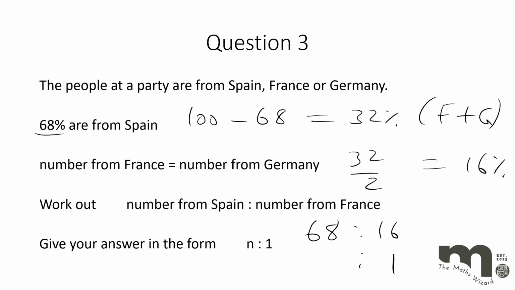Now we want the 1 on the right hand side there. So what we've got to do is divide by 16 on the right hand side. We've got to take that 68 and divide it by 16 on the left hand side, and that will give us 4.25 when we do that. So there's 4 1/4 times more people from Spain compared to the people from France, so just over 4 times more in this example here.